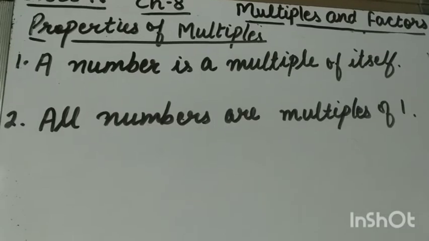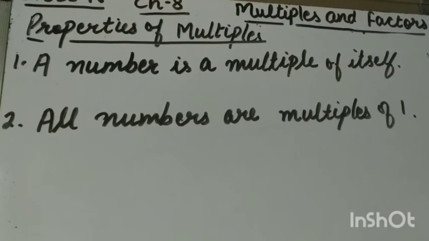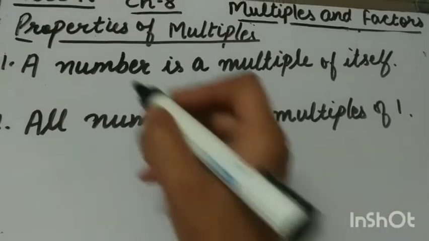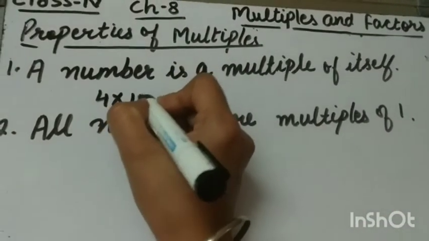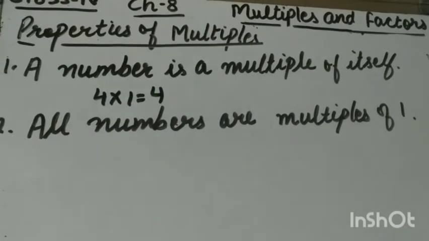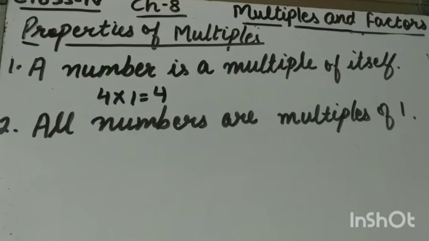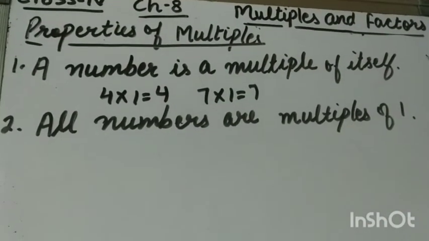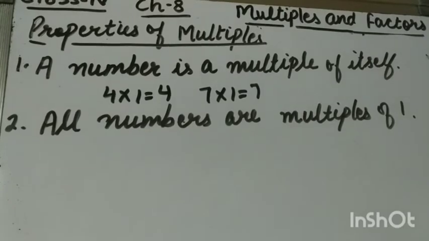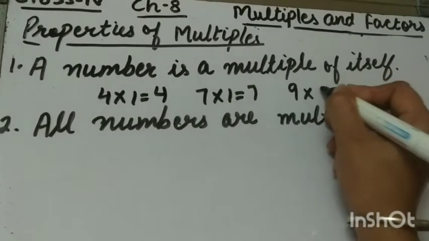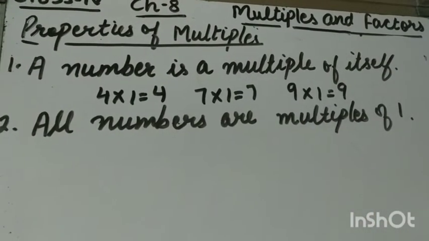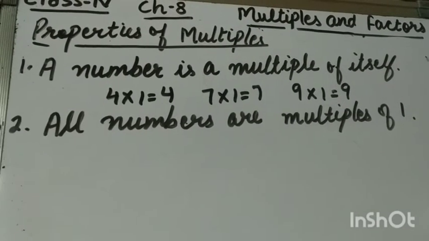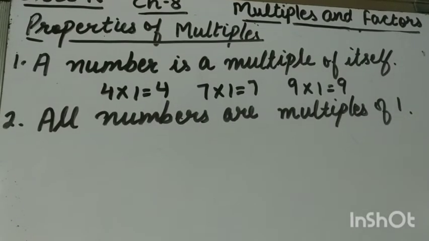Next comes properties of multiples. See, the first property is a number is a multiple of itself. I will explain with an example. 4 multiplied by 1 is equal to 4, means 4 is a multiple of 4. 7 multiplied by 1 is equal to 7, that means 7 is a multiple of 7. 9 multiplied by 1 is equal to 9, means 9 is a multiple of 9. So every number is a multiple of itself.